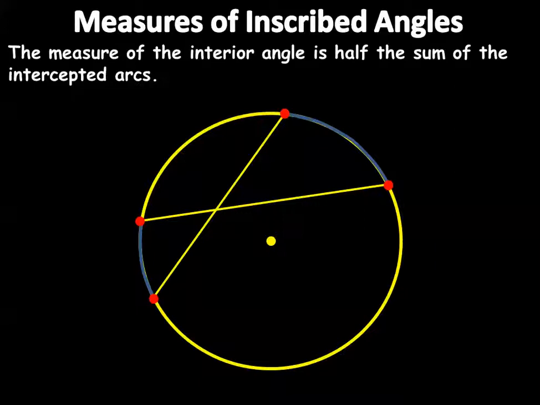The measure of the interior angle is half the sum of the intercepted arcs. So you've got x plus y divided by 2, and your arcs are x and y that I have marked right there. So to find the measure of that angle, you're going to add x and y and divide by 2.